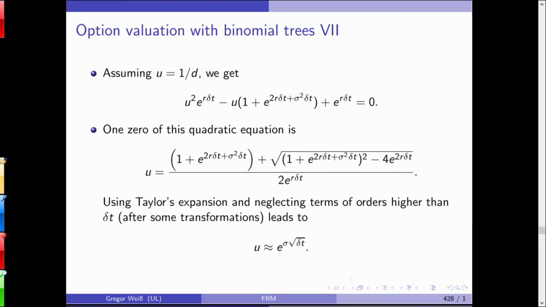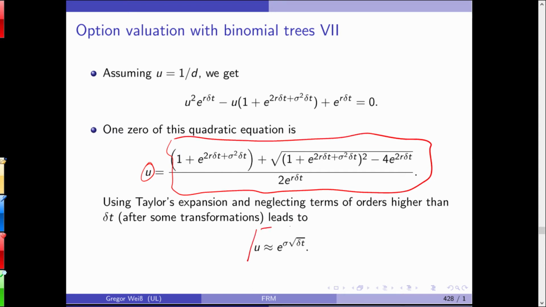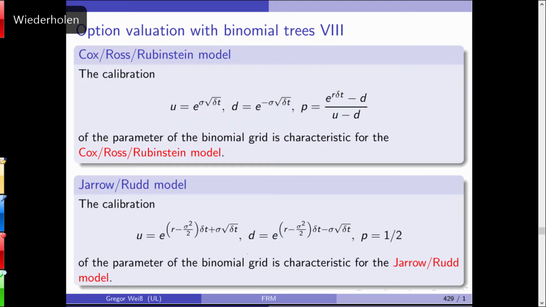Set u equal to 1 over d. Then we get the next line. Obviously, we want to solve for u, so we need to solve for a root or a 0 of u. And it's a quadratic equation, so it's quite simple. U is equal to this here. And again, a Taylor approximation leads to this here. U is approximately equal to the exponential function of sigma times the square root of delta t. Now this is the famous Cox-Ross-Rubinstein model.